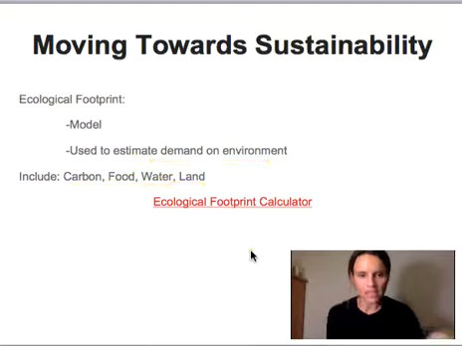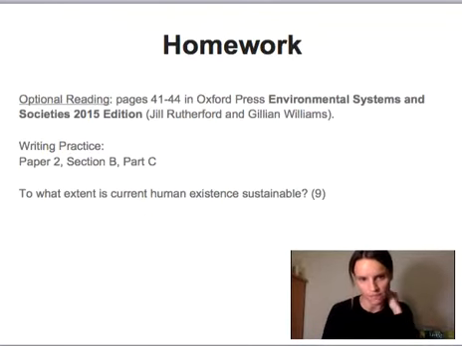So that is it for this section on sustainability. It is a theme that we're going to keep coming back to over and over again throughout the course, so don't feel like we're done with sustainability. But I want to move into the homework assignment for this section. If you're following along in the textbook, you can go ahead and read pages 41 to 44. And we are going to do another long writing practice question, another paper 2, section B, part C response. So remember, these responses are worth 9 points.